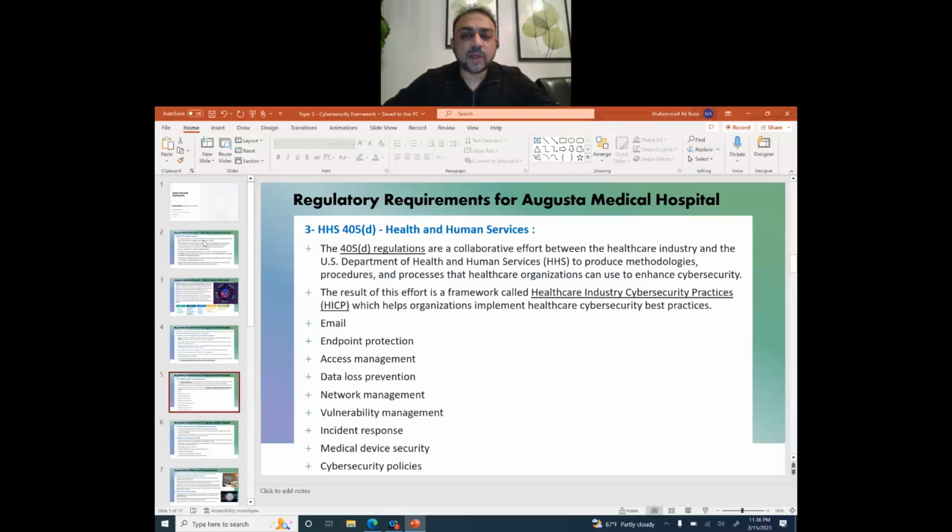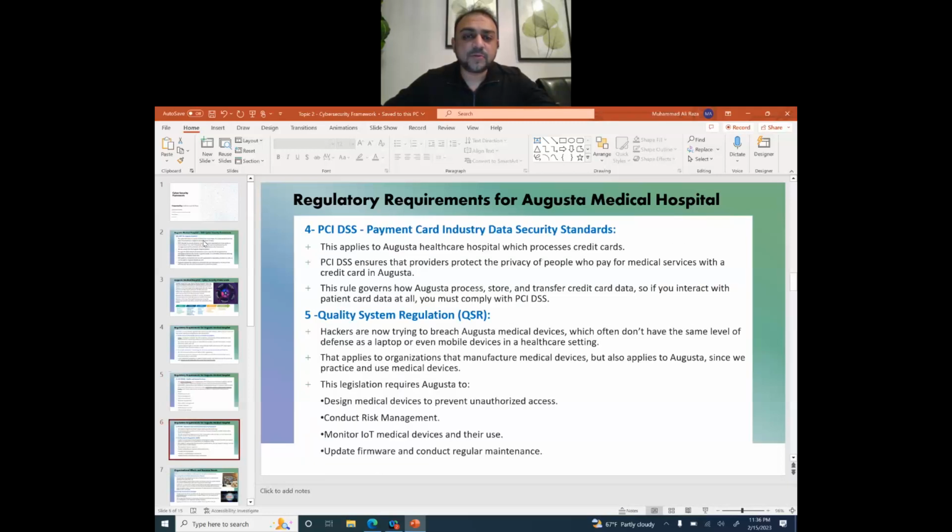So basically, this regulation is a collaborative effort between the healthcare industry and the US Department of Health and Human Service. They both are going to produce security methodologies, procedures, and processes for healthcare organizations to enhance cybersecurity and to protect the infrastructure and services from security threats. A couple of the best practices I have mentioned here are email, endpoint protection, access management, data loss prevention, network management, and vulnerability management. All of the security methodologies and procedures need to be defined in this.